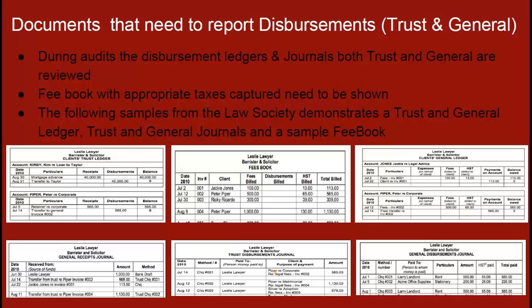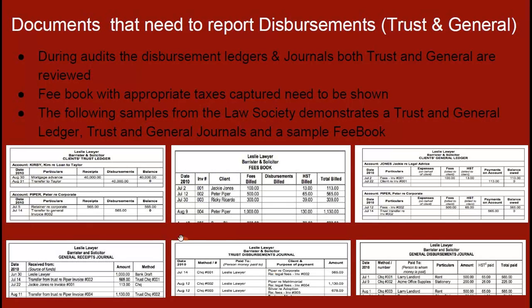But if you do have that pooled trust account, mixed trust account, and a general account, then you do need to generate the disbursement ledgers and journals for both those accounts. So really do keep that in mind. You want to capture, obviously, the fee book with the appropriate taxes captured as part of that document. And some examples of the Law Society's bookkeeping documents you could probably see on my screen right now, for both trust and general.